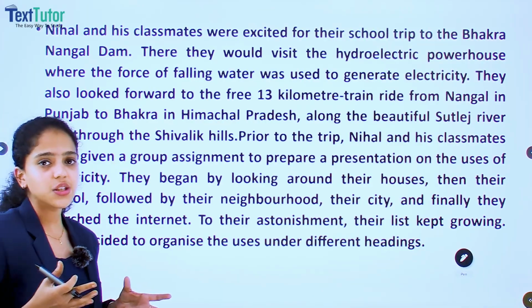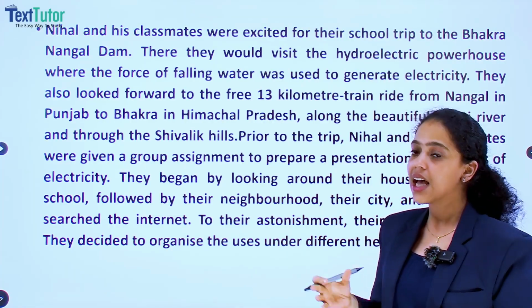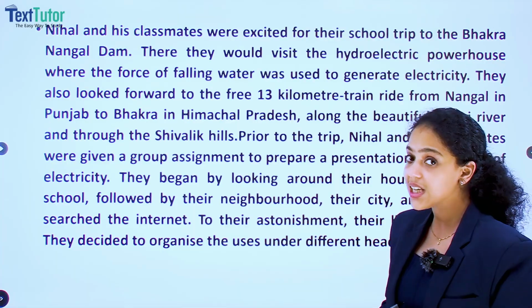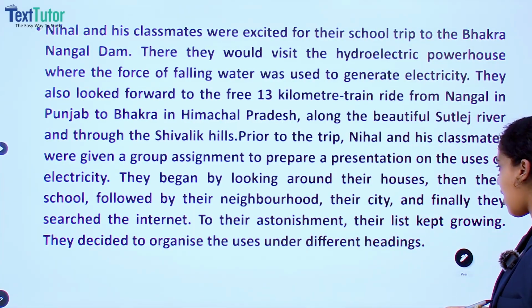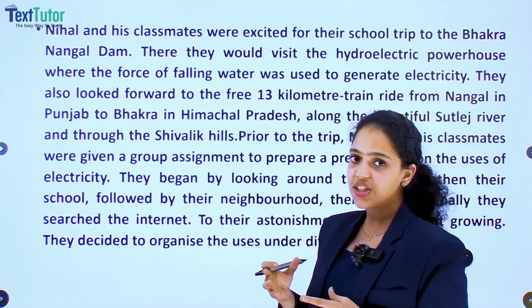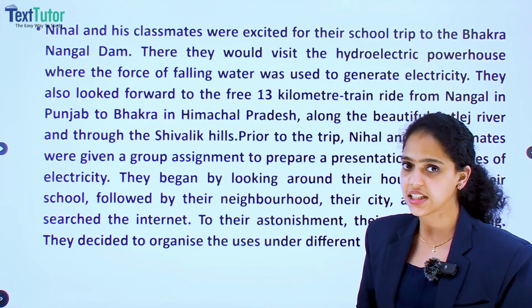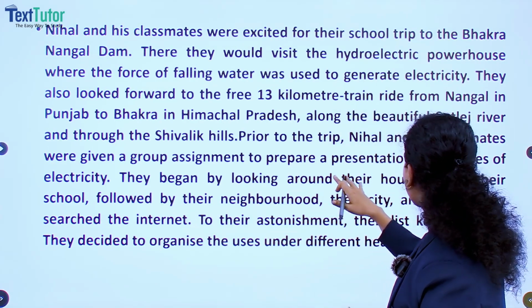There are various uses of electricity, and the teacher gave them an assignment, that is to prepare a group assignment based on the uses of electricity. They began by looking around their house and then their school. So they began looking around their houses.